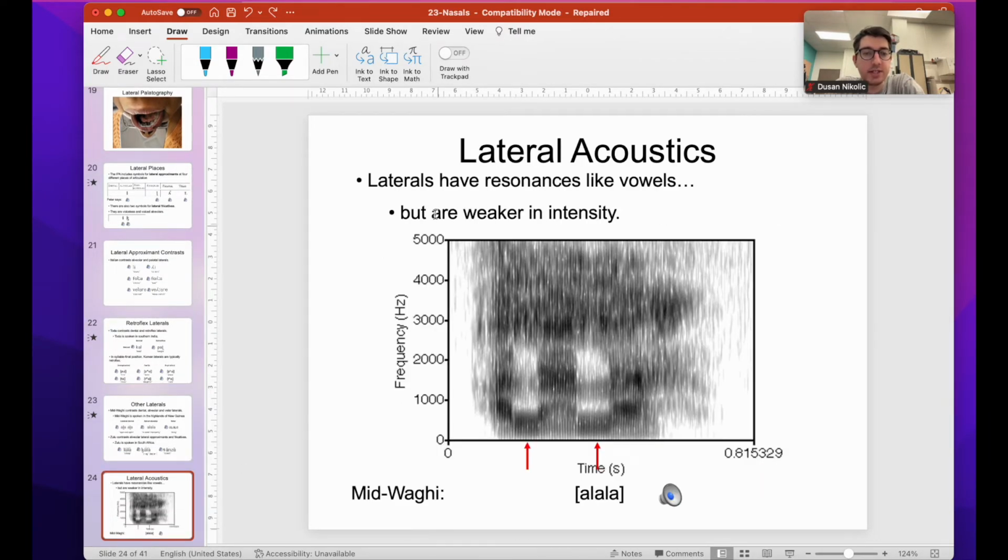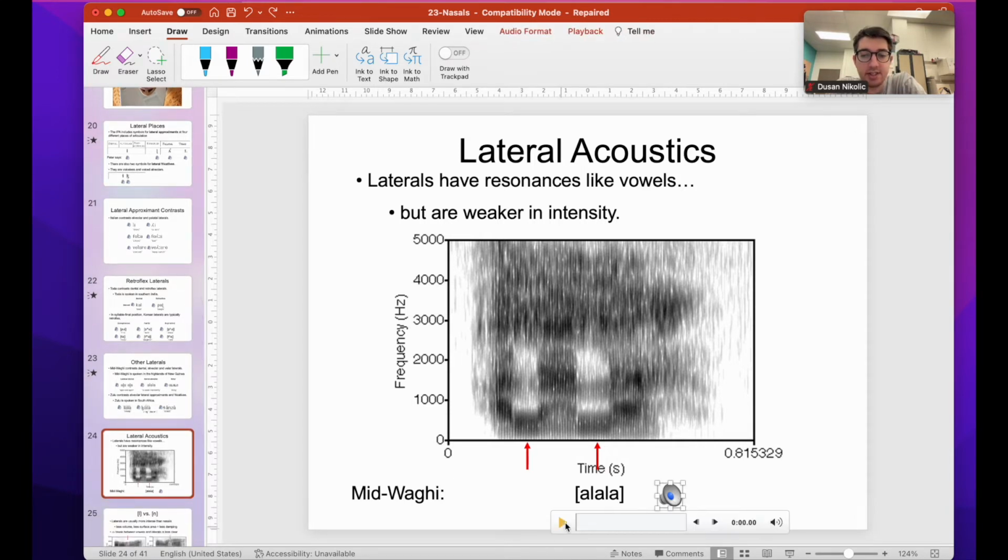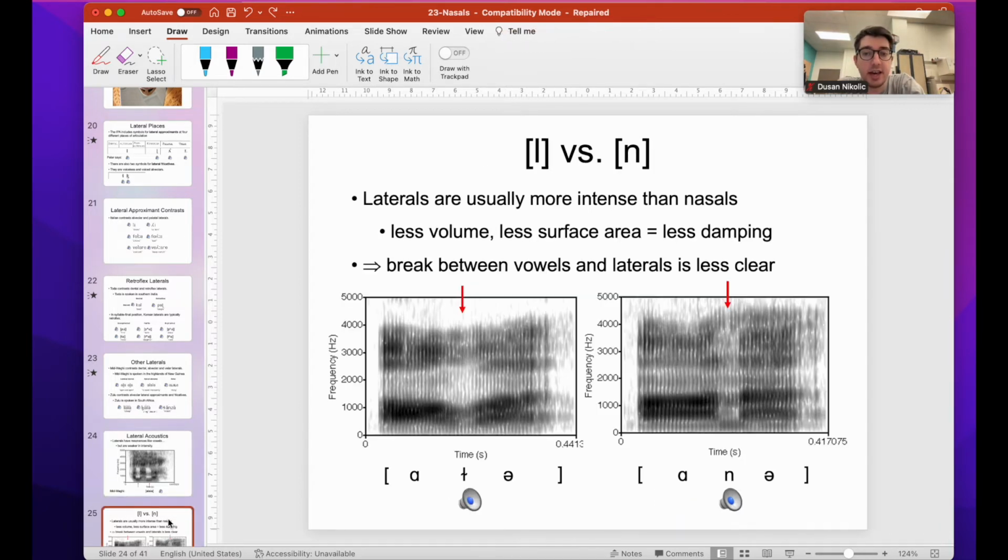As for the lateral acoustics, laterals have resonances like vowels, but are weaker in intensity. So their resonances resemble vowel-like pronunciations. They have voicing bars, right? They have F1, F2, but they also have smeared formant frequencies, just because the sound is damped as well, right? So this is alala, and this is an alala that you might find in Canadian as in leaf at the beginning of words, so it's not dark L.